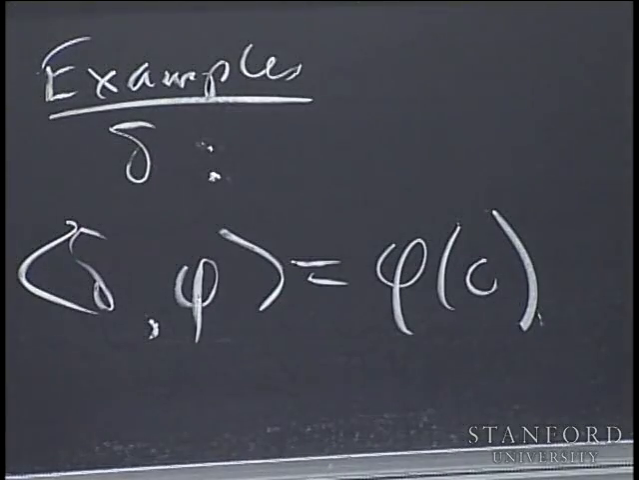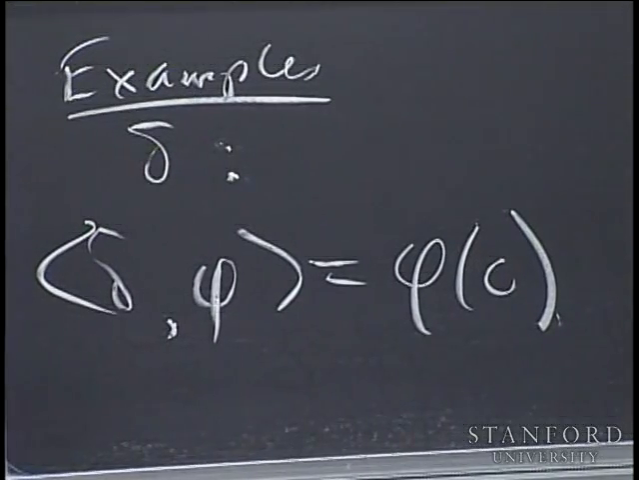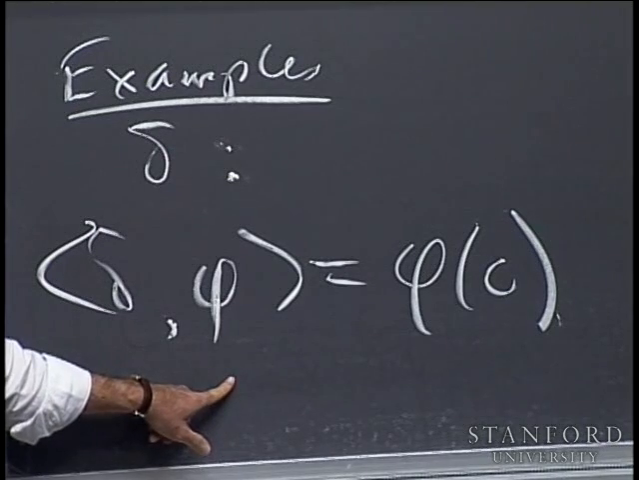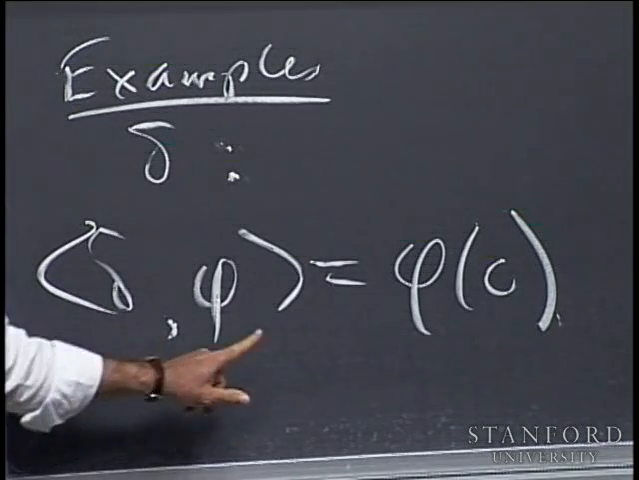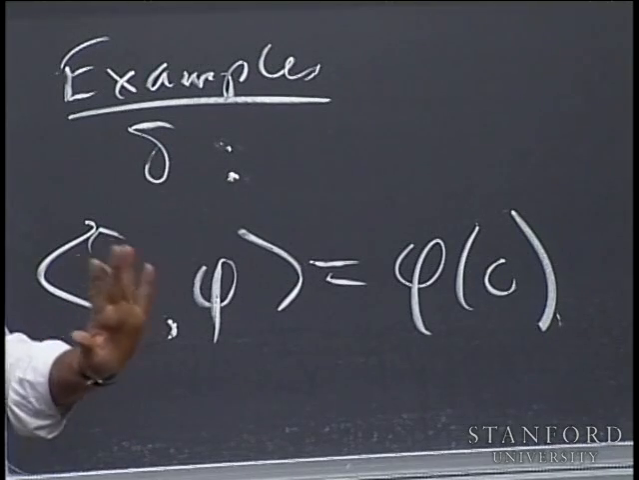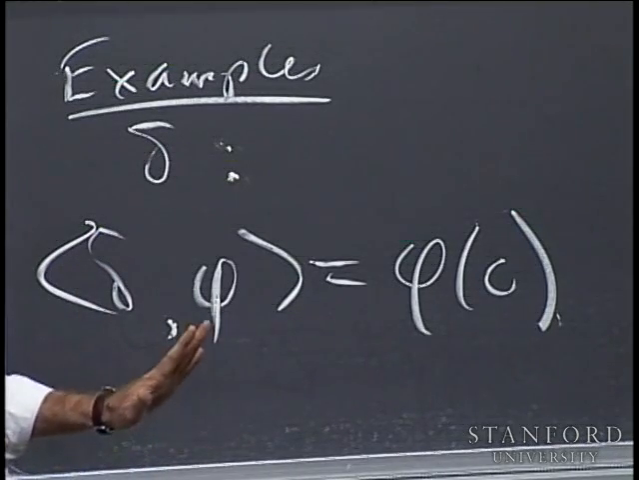Once again, what you're going to hear me say a lot today is, I'm going to define a distribution. What does that mean? That means you give me a test function, and I have to tell you how to operate on it. To define a distribution, I have to tell you how that distribution operates on phi. So how does delta operate on phi? Delta operating on phi is just phi of 0. Nothing else. Period.